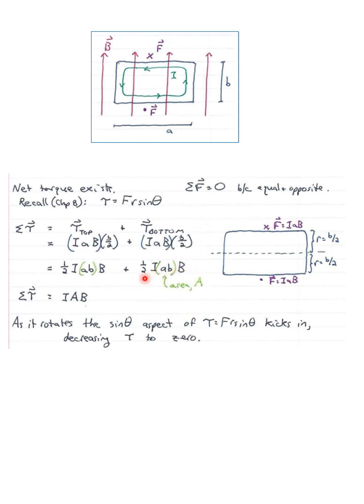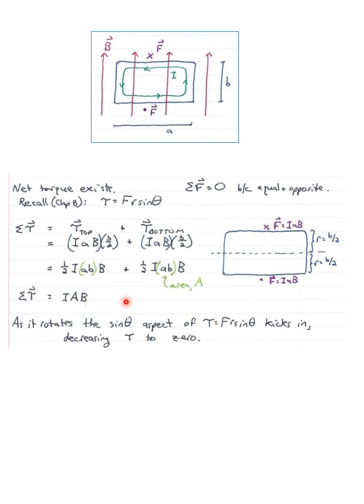Now, when we clean that up, we get 1/2 I a b B plus 1/2 I a b B. Now, the bit that I've done in green, lowercase a times lowercase b, that's the area of the loop. So we can clean all this up and say that the net torque on this entire loop is IAB, so the current times the area times the magnetic field. And conceptually, that should make sense to us. It seems reasonable that if we have more current, we're going to get more torque. The more area there is, we'll get more torque, and the greater the magnetic field, we'll also get more torque.